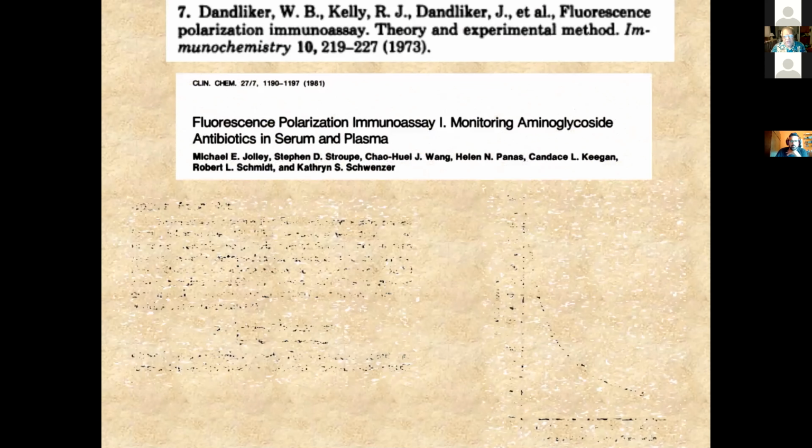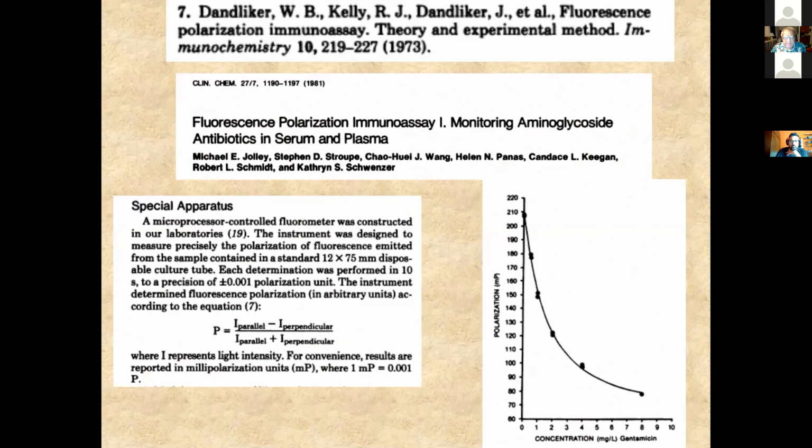And I want to show a diagram from the original Abbott Lab paper, first author Mike Jolley, who I knew pretty well. And we see they're showing polarization versus concentrations of gentamicin. So they used a fluorescently labeled antibiotic. What's of interest is to look at the units there. And I highlight this. This was in the first paper. For convenience, they represent the units as millipolarization, where 1 mP, 1 millipolarization unit, is 0.001 P.